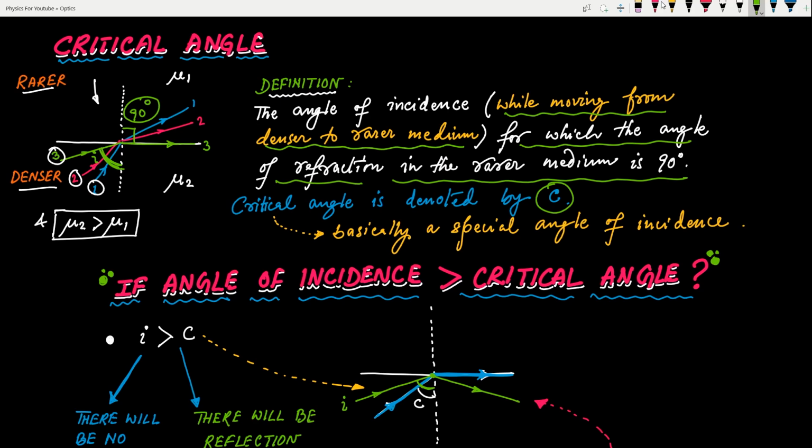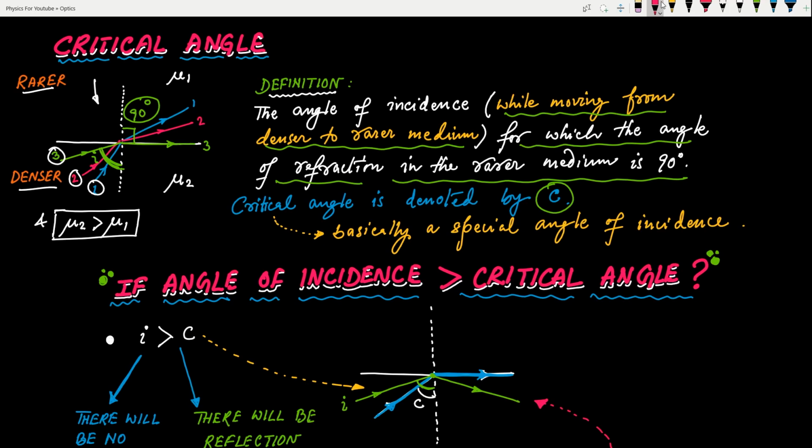Why it is known as critical angle is very simple. Anything in physics is known as critical when it is like the threshold of something, that is, the boundary of something. Then we call that boundary critical, or sometimes threshold. So this angle of incidence is known as critical angle because once it crosses this critical angle, things will change, because that's the final boundary or the final threshold.